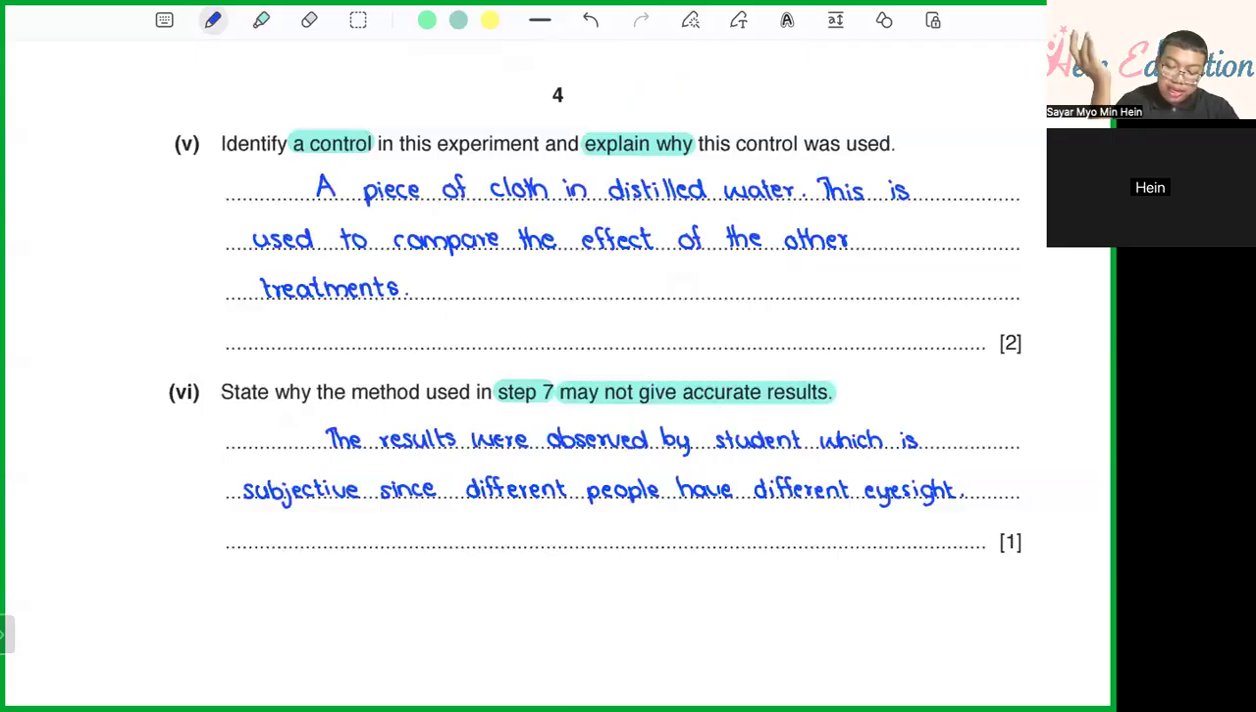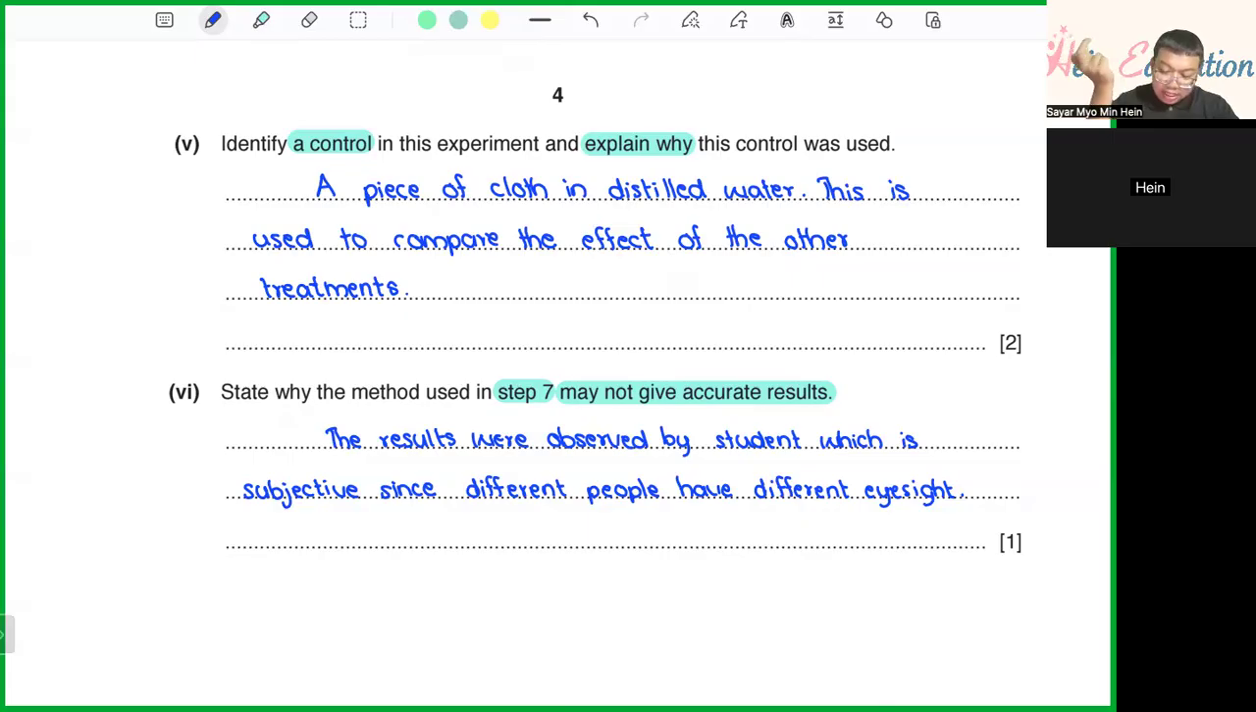So here I chose to answer a piece of cloth in distilled water, because a control is to compare, right? It is used to compare the effect of the other treatments. To compare, like, oh, see here, this is without stain, and you can say any other result, right? So it will be the distilled water and also not washed.